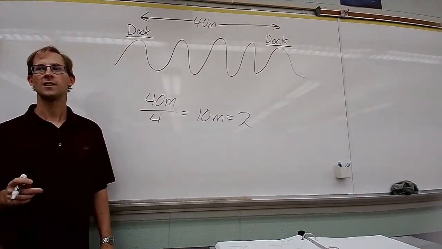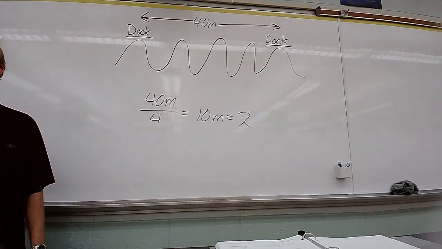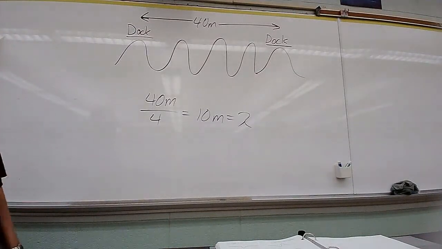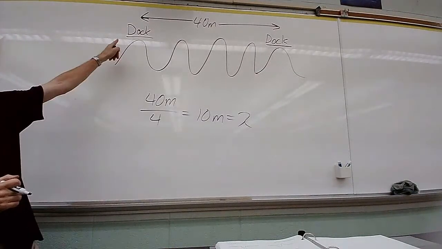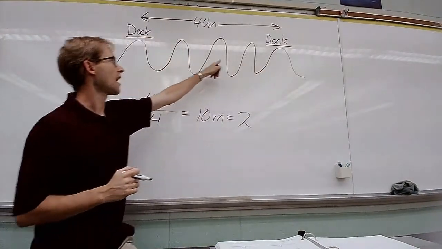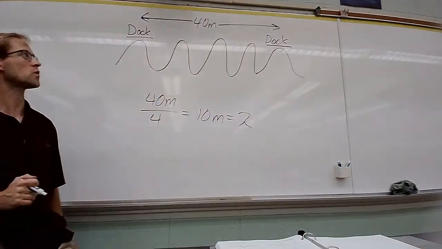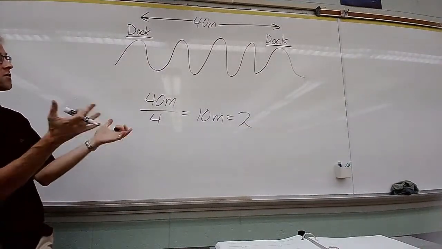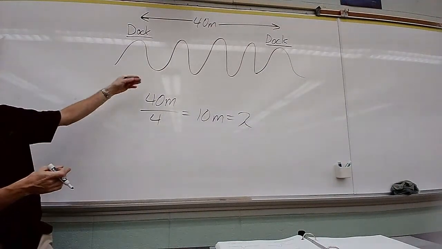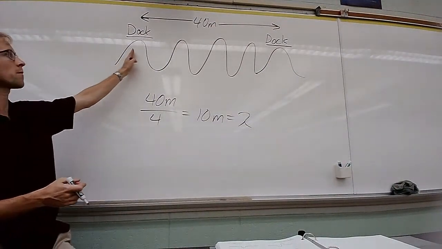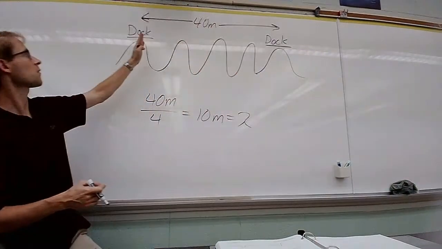Questions on that one? Can you explain it again? Sure. So we've got a total distance of 40 meters. And we want to figure out what the wavelength is from one wave crest to another. So in order to do that, we just have to ask ourselves how many wavelengths are there from beginning to end. And we can figure that out.